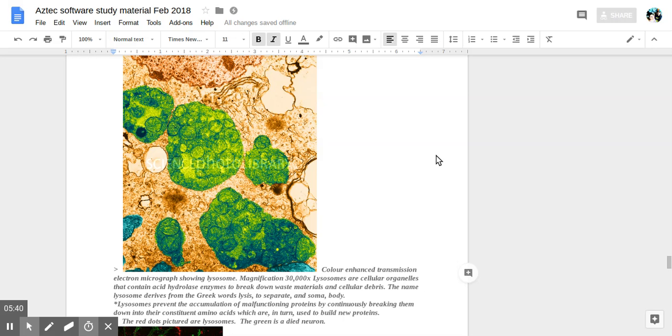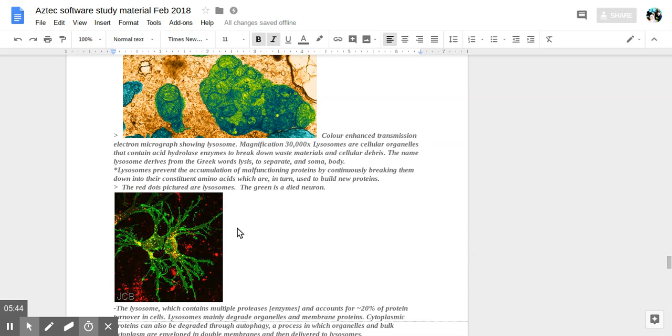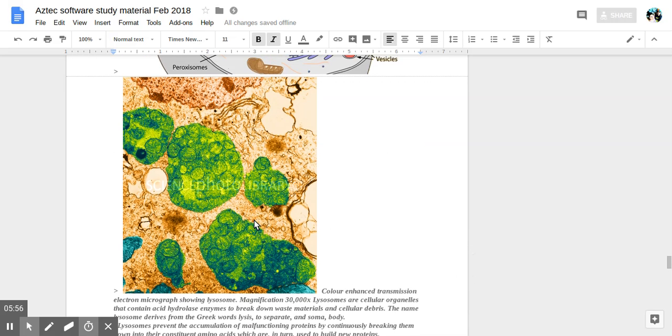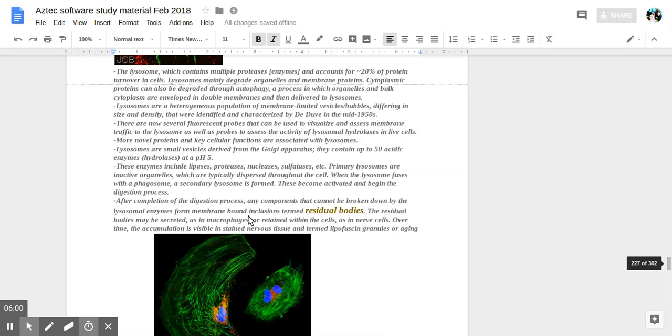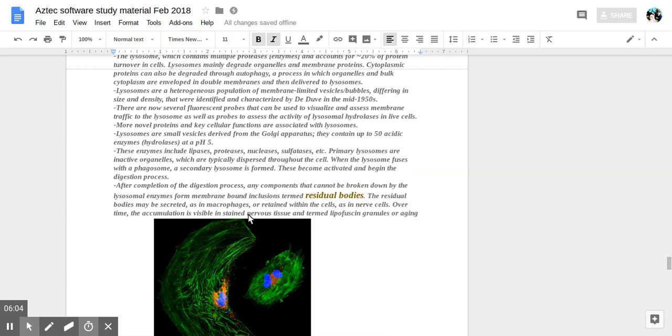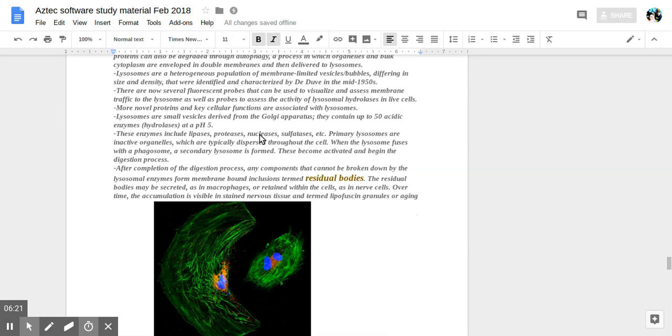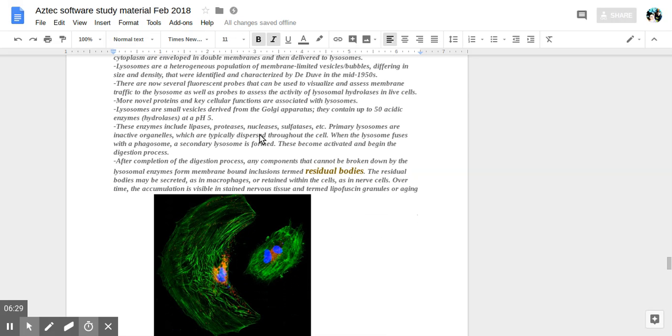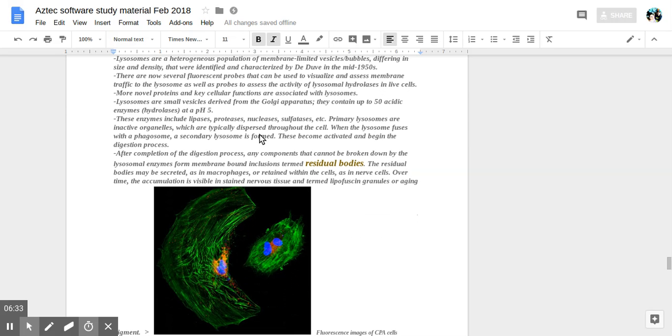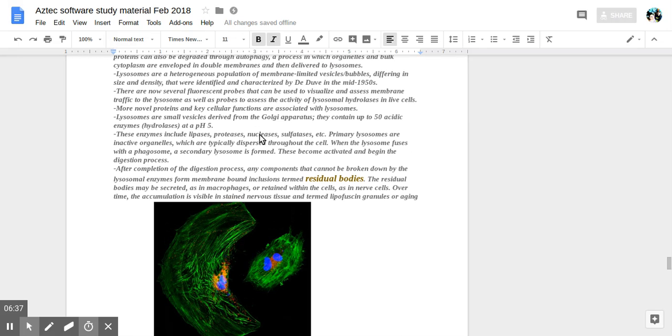The red dots here are also lysosomes. The green is a neuron that has died. So the lysosomes help with the recycling. The lysosome contains multiple proteases or enzymes, and it accounts for 20% of protein turnover in cells. Lysosomes degrade organelles and proteins of the membrane and various proteins. Cytoplasmic proteins can also be degraded through autophagy, a process in which organelles and bulk cytoplasm are enveloped in double membranes and subsequently delivered to the lysosome.